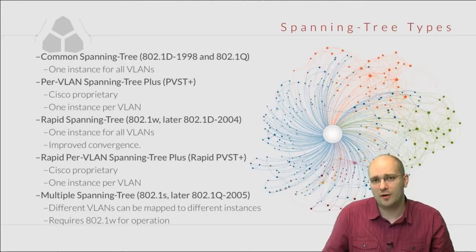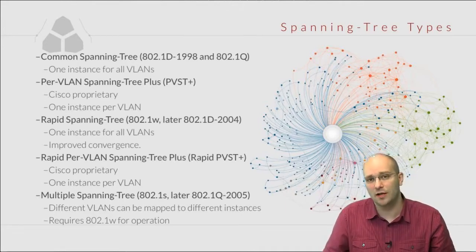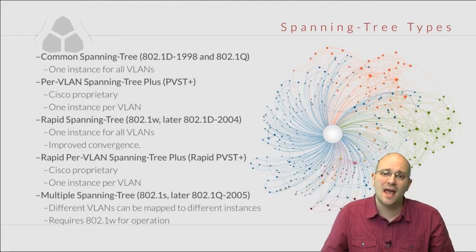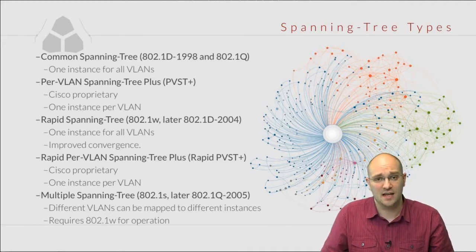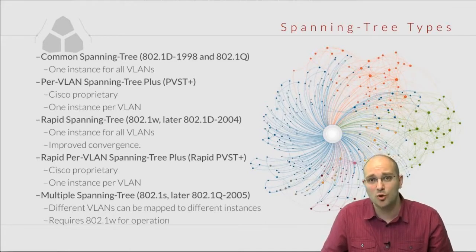IEEE very quickly realized that their approach of a single instance of spanning tree for all the VLANs in the network is not very optimum, and they came up with their solution that they called the multiple spanning tree. This was originally defined in the 802.1s document and later actually incorporated in 802.1q in 2005. With this approach, multiple VLANs can be mapped to an instance of spanning tree. So instead of a single instance for all the VLANs, we can have, for example, 5 VLANs mapped to instance 1, 10 VLANs mapped to instance 2, and so on.